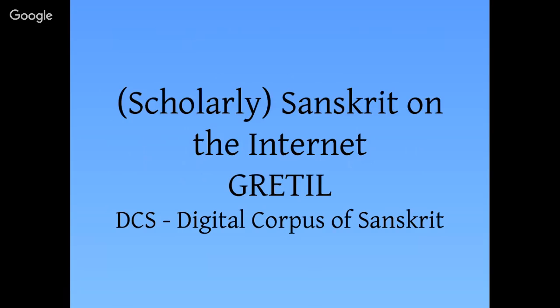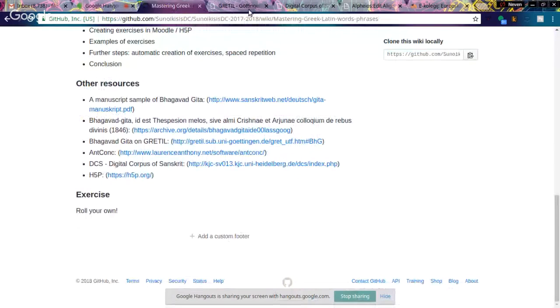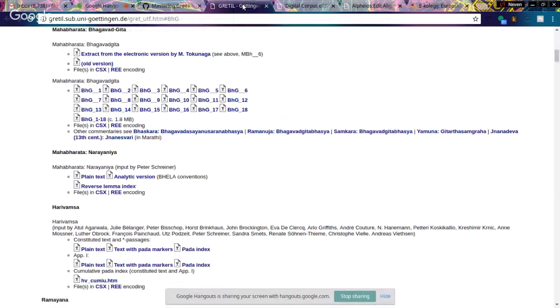One of them is a corpus prepared in Göttingen. It is called GRETIL. And the other is prepared in Heidelberg. It is called the Digital Corpus of Sanskrit, DCS. Let me just show you briefly how GRETIL looks like. GRETIL is a really good place when you need a plain Sanskrit transliteration, and this is where we got the text of Bhagavad Gita.